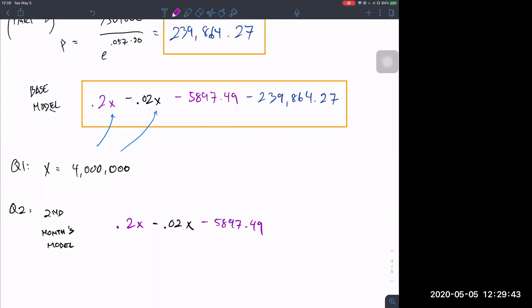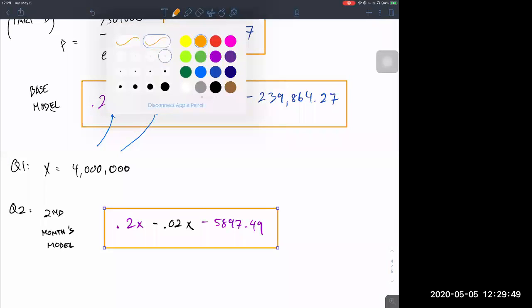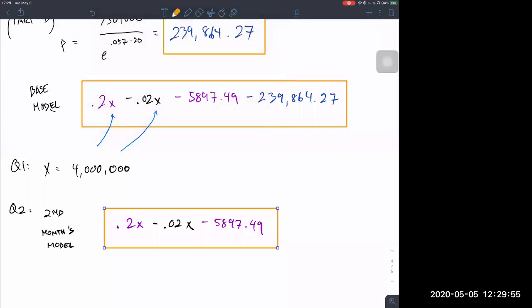We haven't learned any annuity that involves continuous compounding. So the answer to question 2 would be that the difference between the first and second model is that the first one was compounded annually.